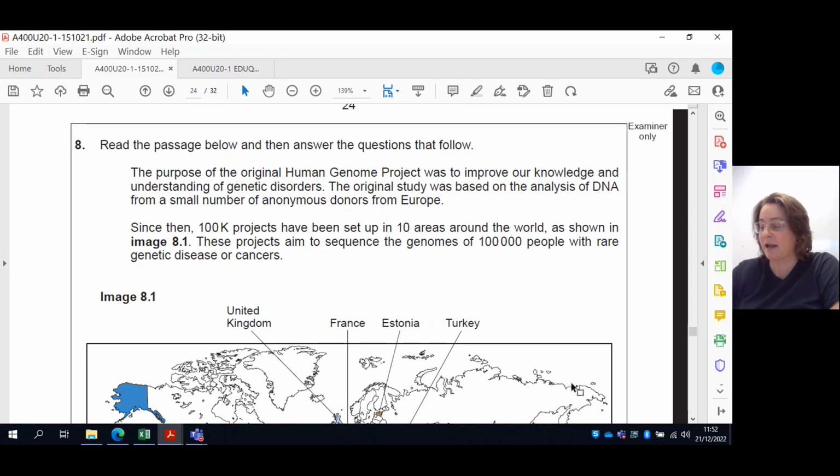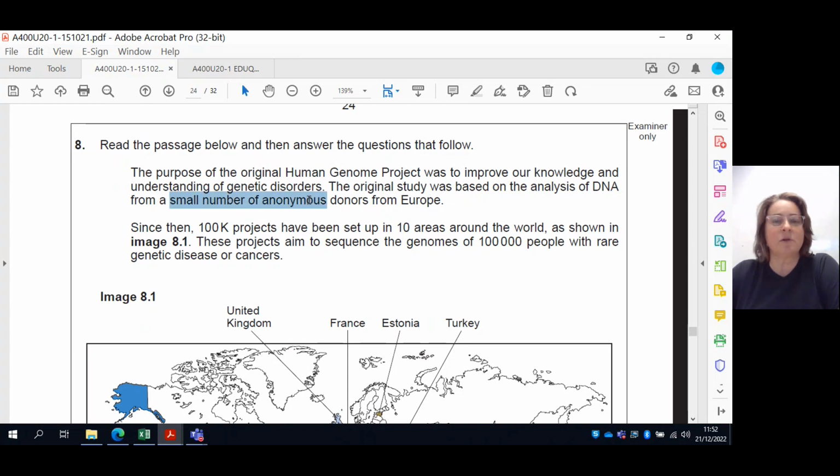I've seen a lot of little snippets of planning notes when I marked your paper, so thank you for that. It is starting to happen. It's great. So what does it give you? It gives you the idea of the purpose of the Human Genome Project as a general understanding of genetic disorders, as a general what is going on. The original study gives you additional information to what the actual textbook, your syllabus, has given you.